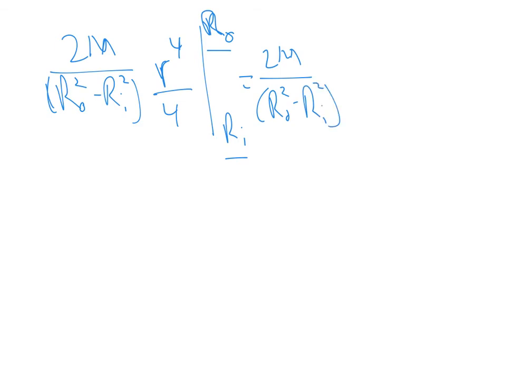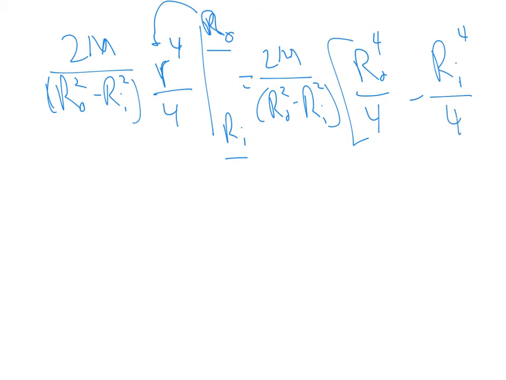Okay. And you essentially have R outer to the fourth over 4. It's as if you substitute this in for the radius, and then you're subtracting away what you get when you put the other one in, R inner to the fourth. Right. That's all you do. You're taking the difference between the limits. Okay. So we can totally start to simplify now.